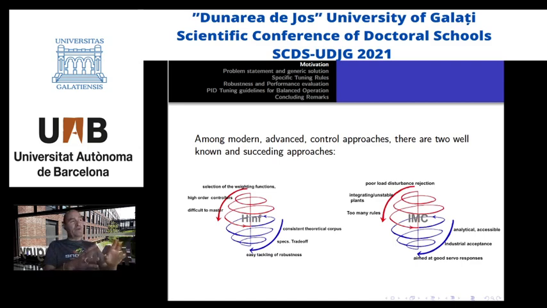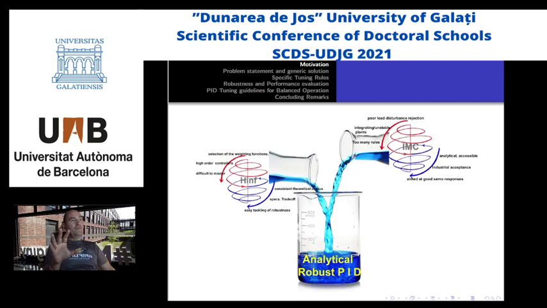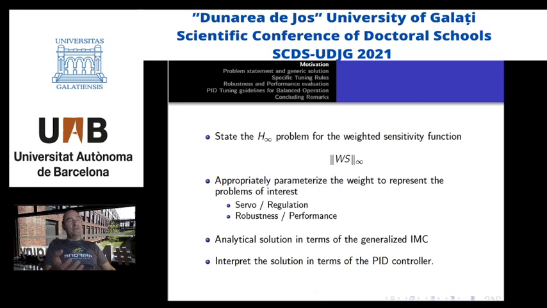Some of them you have here. The list can be longer, but the idea is that by using both of them, we will mix and state the design problem such that at the end you get what we call analytical robust PID. So how will we do this?